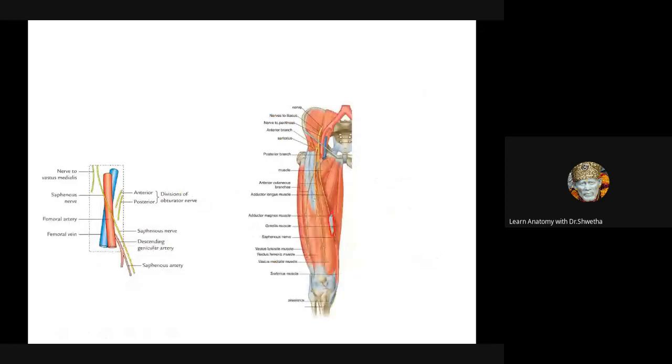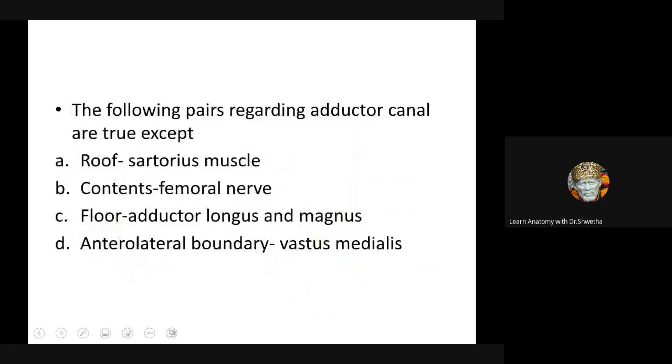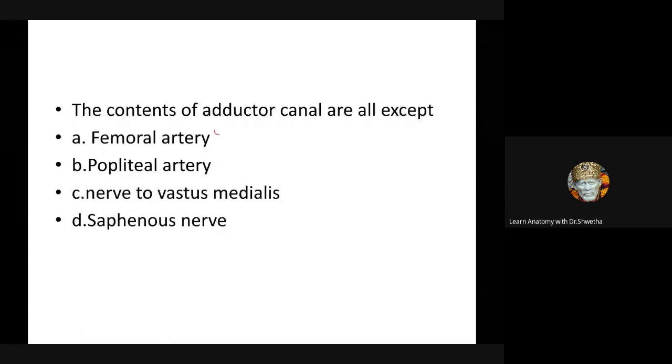Now we will go to the MCQs. The following pairs regarding the adductor canal are true. Roof is formed by sartorius muscle. Content is femoral nerve. Floor is formed by adductor longus and magnus. Anterolateral boundary is vastus medialis. What's the answer, students? Contents. Femoral nerve is not a content. Correct, your answer is correct. The contents of adductor canal are all except: femoral artery, nerve to vastus medialis, saphenous nerve, popliteal artery.